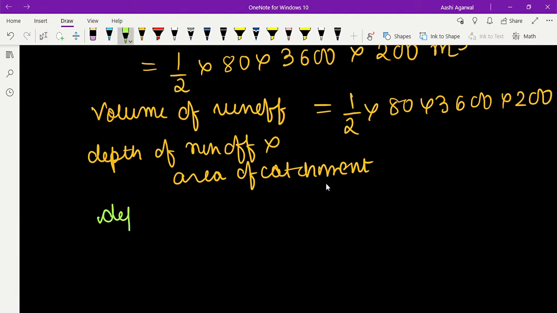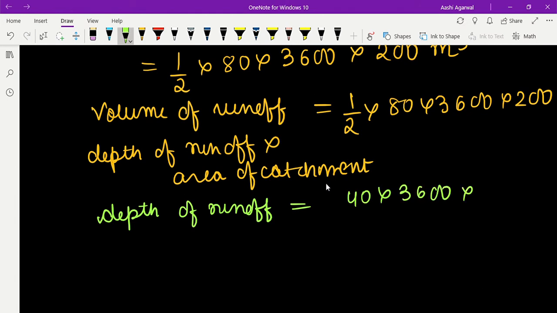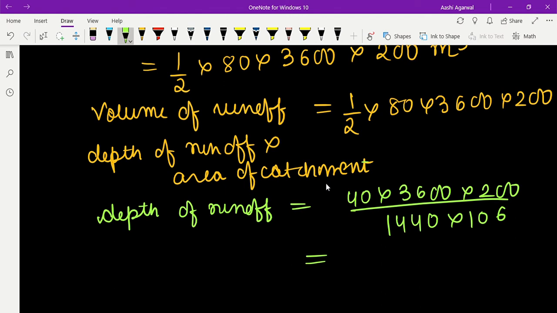Now, simply you can find the depth of runoff equals this big number, 40 into 3600 into 200, divided by the area of the catchment. The area of the catchment is 1440 into 10 to the power 6, because it was in kilometer square. So I can calculate and I will be getting the value as 0.02 meters. So it becomes 2 centimeters. So the depth of runoff is 2 centimeters here.